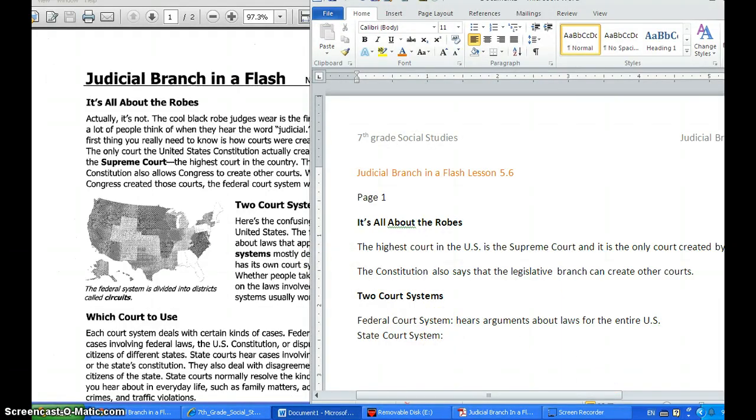Okay, here's arguments about state laws.